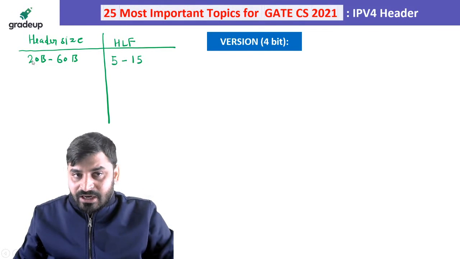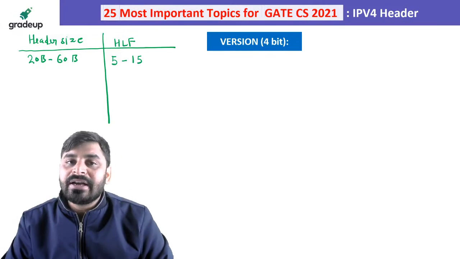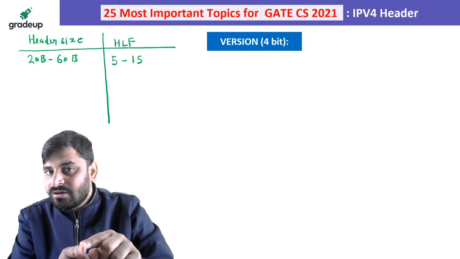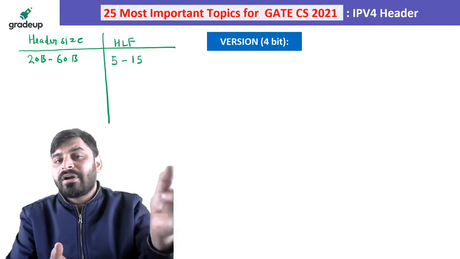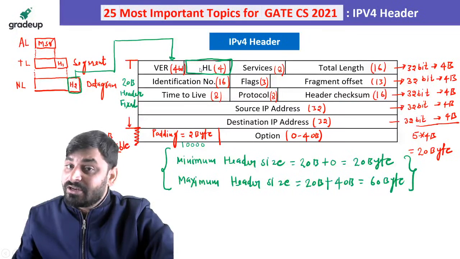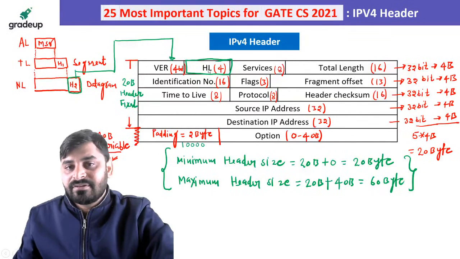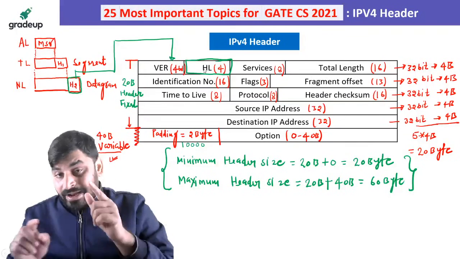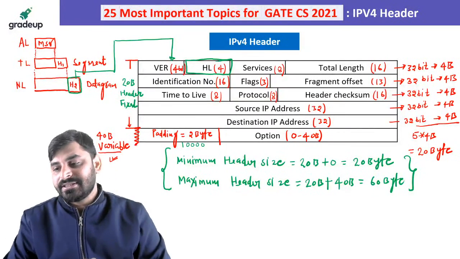If header size is 20 byte, 20 by 4, 5. 60 by 4, 15. So header size is in between 20 and 60 byte, but in the field minimum you will write 5. Why? Because a header of less than 20 byte is not possible. So minimum you have to write the value 5 here. What is the maximum value you have to write? Maximum header size is 60 bytes, 60 by 4, 15. Maximum value you can write 15. So header length field value can be in between 5 and 15, and header size can be 20 and 60.